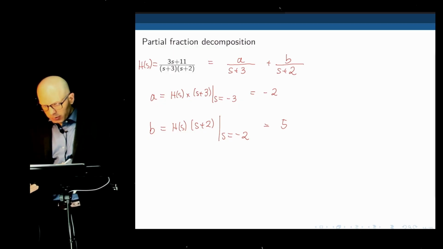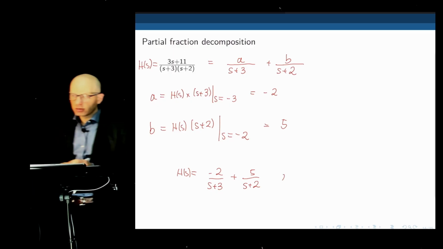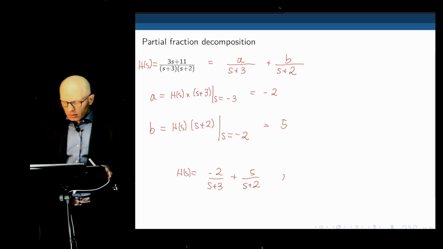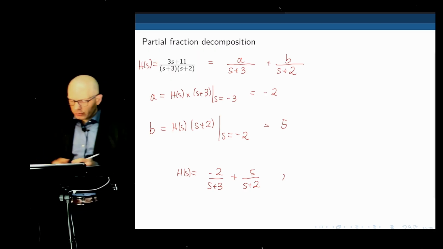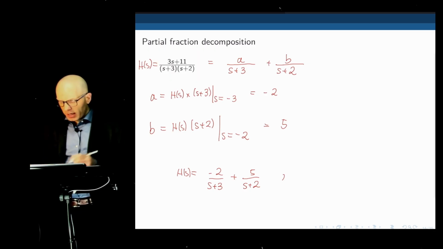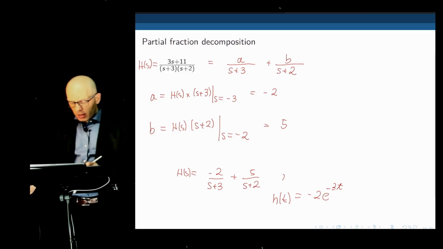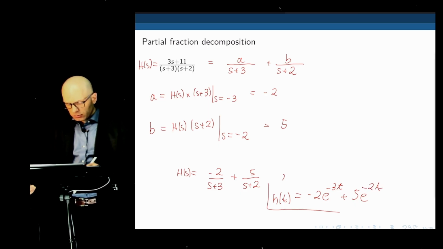So we can rewrite this expression as h of s equals -2 over (s plus 3) plus 5 over (s plus 2). And we can finally now take the inverse Laplace. If you look at this in the table of Laplace transforms, you won't find it. But if you look for -2 divided by s plus 3, we know that that is -2 exponential of -3t. And 5 divided by s plus 2 is 5 exponential of -2t. And this is the signal h of t.